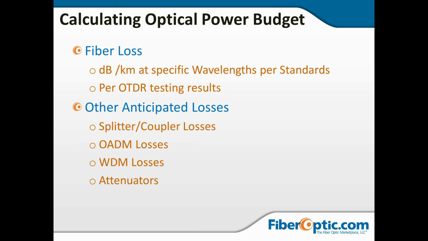And then we're going to have to look at our OTDR testing results to determine the loss and attenuation over the fiber. Other anticipated losses: splitter or coupler losses, OADM, that's our add drop multiplexers, wavelength division multiplexers. All of these are going to have losses as we put stuff together, and when we receive it, we're going to have more loss.